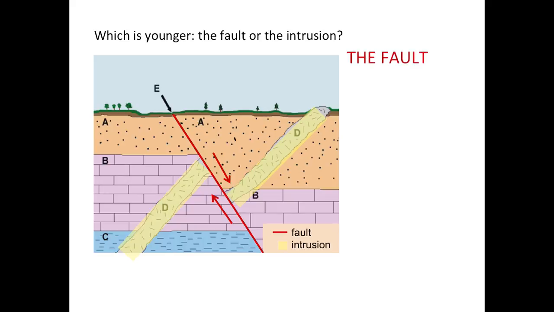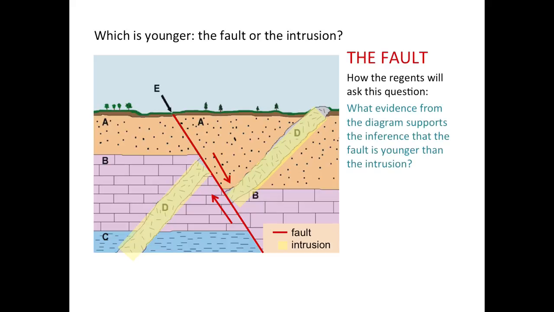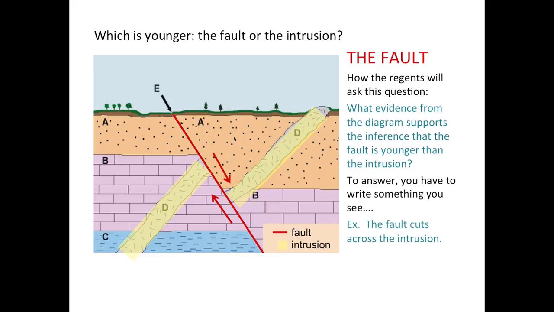So which is younger? The fault is younger. The Regents would ask this question this way. What evidence from the diagram supports the inference that the fault is younger than the intrusion? So it's actually telling you the answer, but it wants you to provide evidence from the diagram that explains it. So it has to be something you can see in the diagram or in the cross section. In this case, you could say either the fault cuts across the intrusion or the intrusion is broken and shifted by the fault, something that compares the two things that you're talking about.